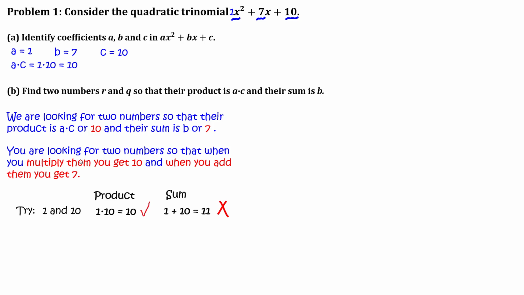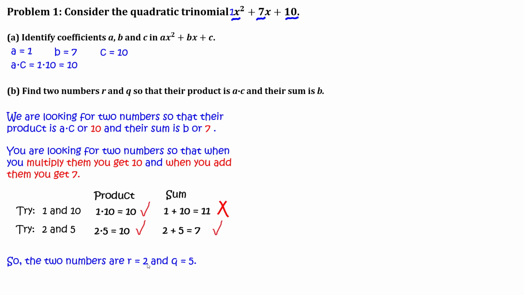All right, can you come up with two other numbers that multiply to 10? How about 2 and 5? 2 times 5 is 10. And then 2 plus 5 is 7. That checks out. So the two numbers are 2 and 5. We're going to call them r and q for the purposes of factoring later on. I'm going to say r equals 2 and q equals 5. You can also write r equals 5 and q equals 2. That doesn't really matter. But the two numbers are 2 and 5. I hope that made sense.